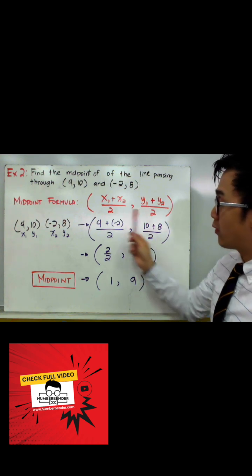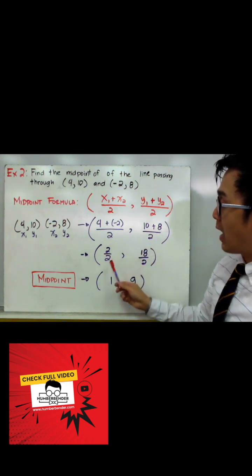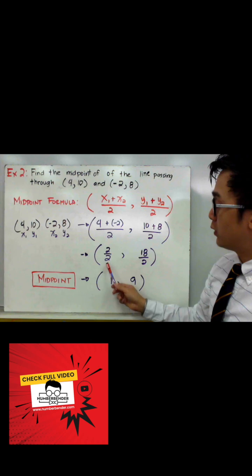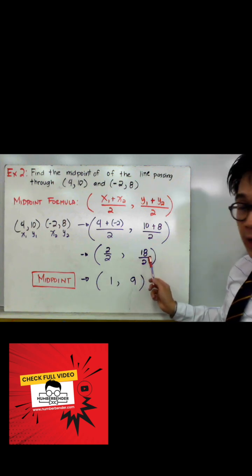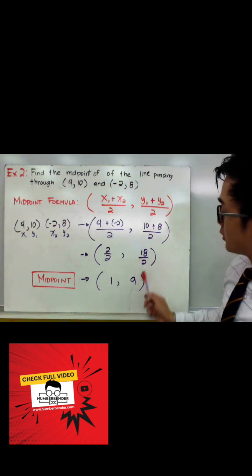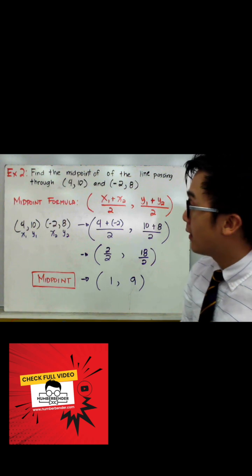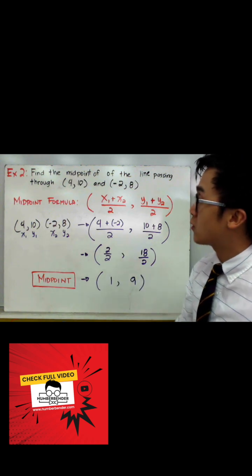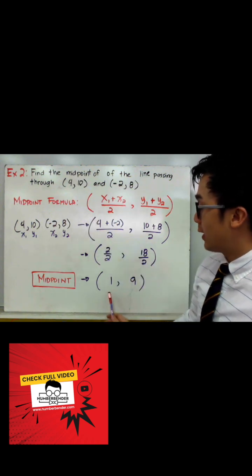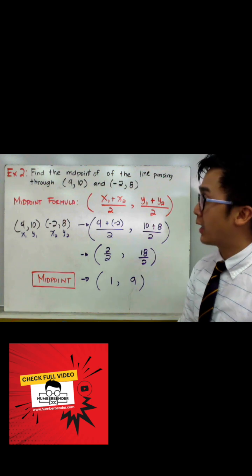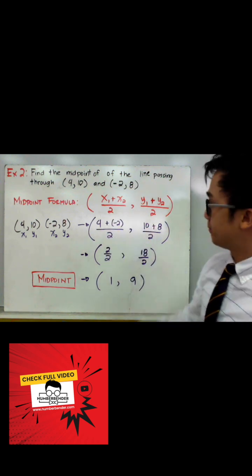And by simplifying our expression, our x coordinate will be 2 all over 2, which is 1, and our y coordinate will be 18 all over 2, or 9. So the midpoint of this line segment passing through (4, 10) and (-2, 8) is simply (1, 9) using the midpoint formula.